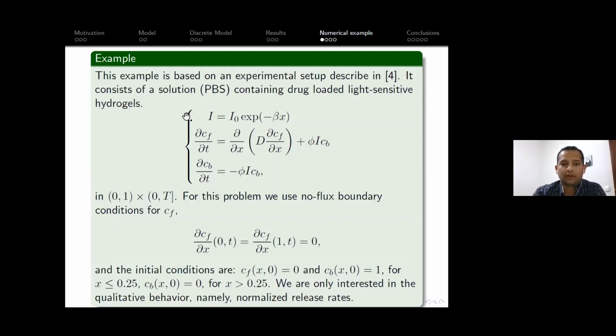So this is the system of equations that we are proposing. Here we just modify the boundary conditions a bit.